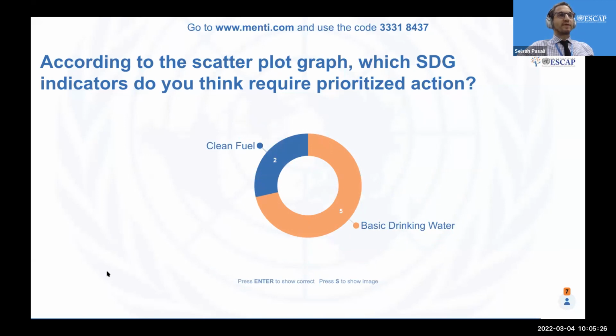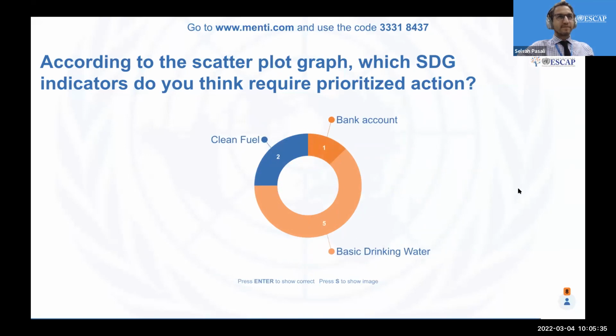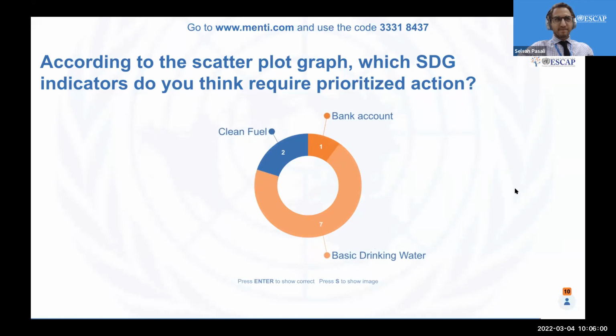So currently we have 2 for clean fuel and 5 for basic drinking water. If you're on the platform, you want to see the darkest orange color on the platform and not in the questions. It could be a trick question. Okay, so we have again our usual 10 responses, which gives me the signal to move on.